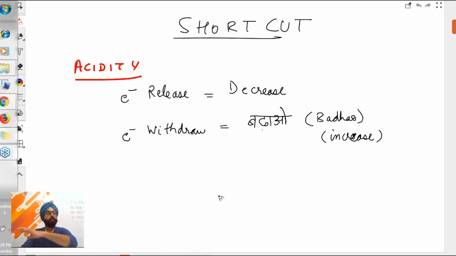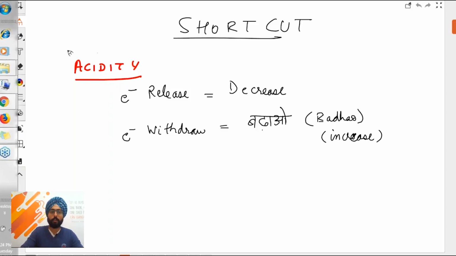Now even if you forget the concept, don't worry. All you need to know is release, decrease, withdraw, badhao. Okay, that's how it is stuck in my mind till now. I don't even have to think about what the conjugate base or acid or whatever that jazz might be. Release, decrease, withdraw, badhao. Simple as that.